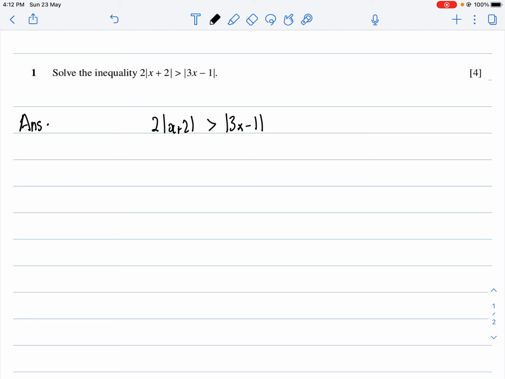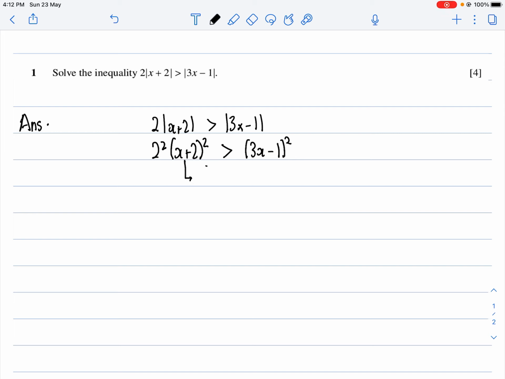This is the first question of the paper. As you can see, this is a modulus inequality question. To start a question like this, you should always start by squaring both the sides because of the sign. So I can basically write this as 2 square into (x plus 2) the whole square, which is more than (3x minus 1) the whole square.